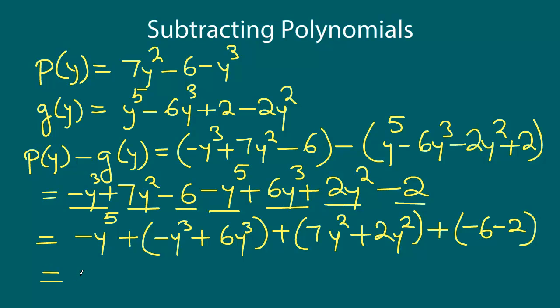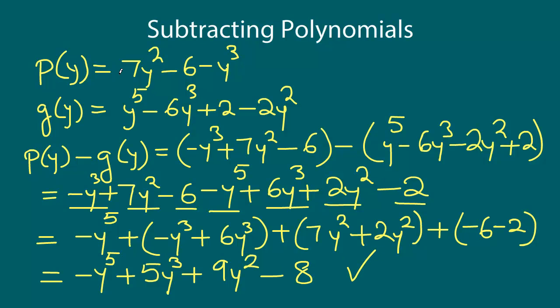So then this will be minus y raised to the power 5. And this will be 6 minus 1, 5. So this will be plus 5y cubed. This will be plus 9y squared. And then we will have minus 8. So this will be the answer when we do polynomial py minus gy, where these are the two given polynomials.